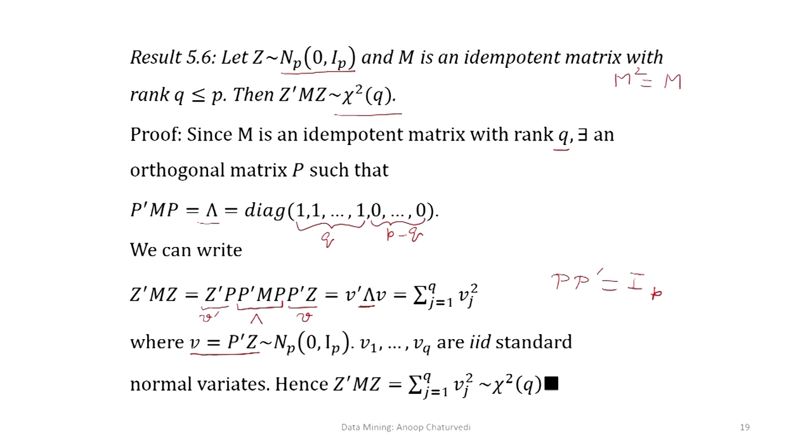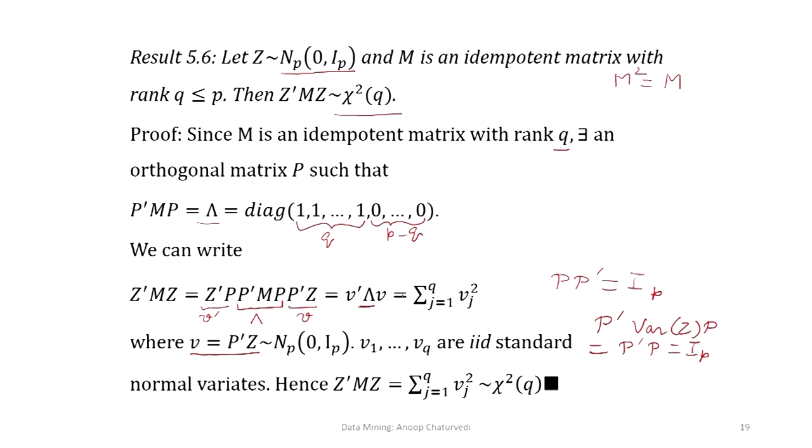Now, what is the distribution of V? V is equal to P transpose z. z follows a p variate normal distribution having mean vector 0 and variance covariance matrix I_p. So, V also follows a p variate normal distribution having mean vector 0. And what is the variance covariance matrix? P transpose the variance covariance matrix of z, P. The variance covariance matrix of z is identity. So, you get P transpose P, which is equal to the identity matrix. So, the distribution of V is N_p(0, I_p).